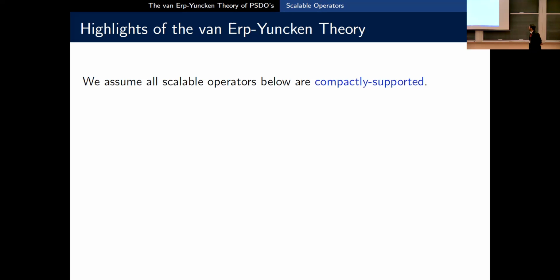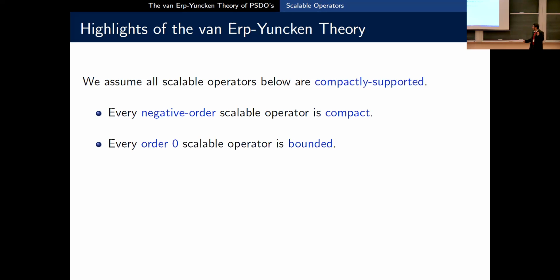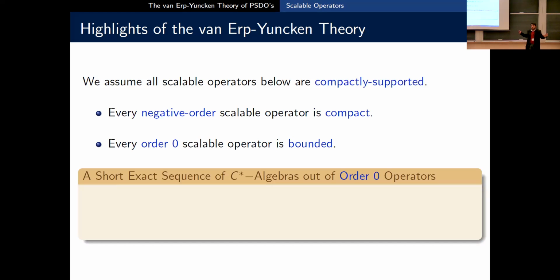Okay. Now a few highlights of this Van Erp and Yuncken theory, and we'll be assuming only compactly supported scalable operators here. If I have compactly supported operators, it says that every negative order operator should be compact, and every order 0 operator should be bounded. By compact and bounded, I mean that they should extend to compact and bounded operators respectively on my L2 space of functions.